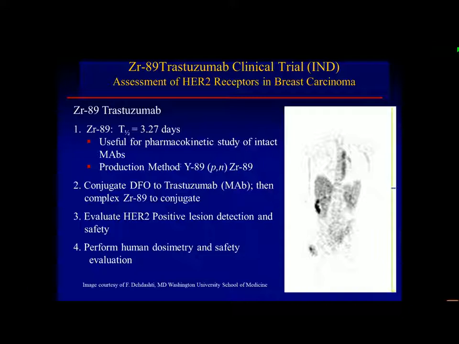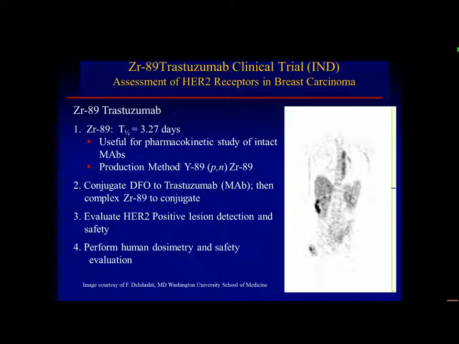And so why is that a good thing to be using with antibodies? Intact antibodies take quite a while to clear out of your blood into the target tissue. So you have to have a nuclide whose half-life is comparable to the biological clearance so that you can have the antibody injected, taken up into the tissue, and be available still radioactively labeled for imaging. So again, this is a good combination, and this is another nuclide, as I mentioned, we're making at Washington University. Again, useful for pharmacokinetic studies of the intact antibodies.